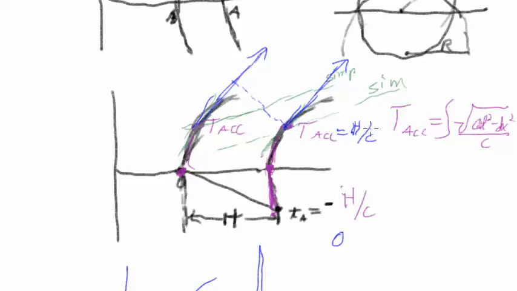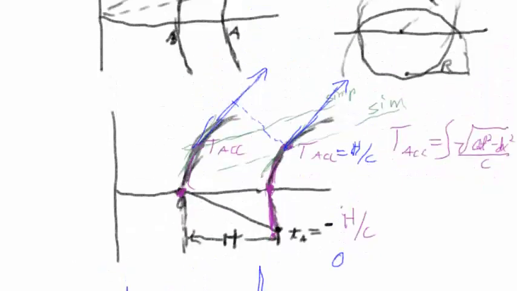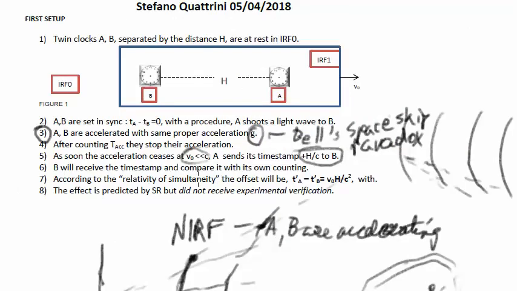He's saying, okay, this is when I stopped at t equals h over c, stopped accelerating. And I guess this guy is also stopping accelerating when t sub c equals h over c. I like this version better because it at least gives some kind of hope of symmetry. All right, now according to the relativity of simultaneity, he says the offset will be t prime sub a minus t prime sub b equals v sub naught h over c squared.